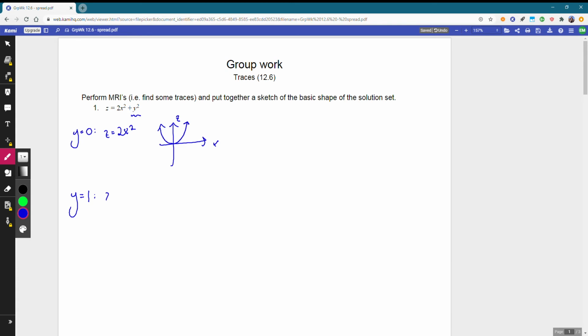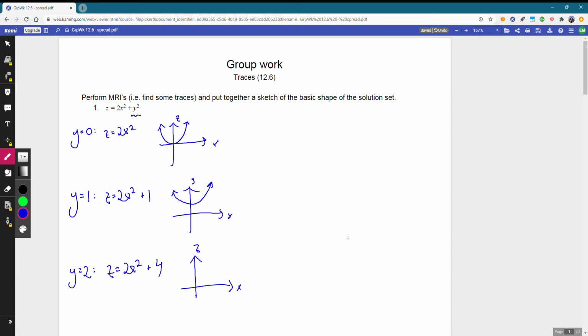Let's see if we do y equals 1 now. What trace do we get? We're going to get z equals 2x squared plus 1 squared, which is 1. And so we're going to see a similar picture. Now our parabola is going to be pushed up by 1. Something like that. If we bump y up by another unit, we get y equals 2. The equation we get is 2x squared plus 4. And so we're going to again get this parabola in the xz plane, but now pushed up even higher.